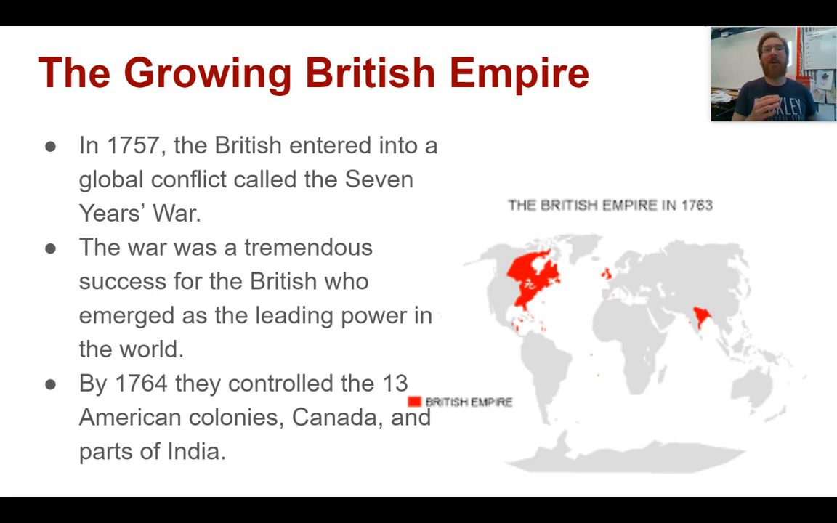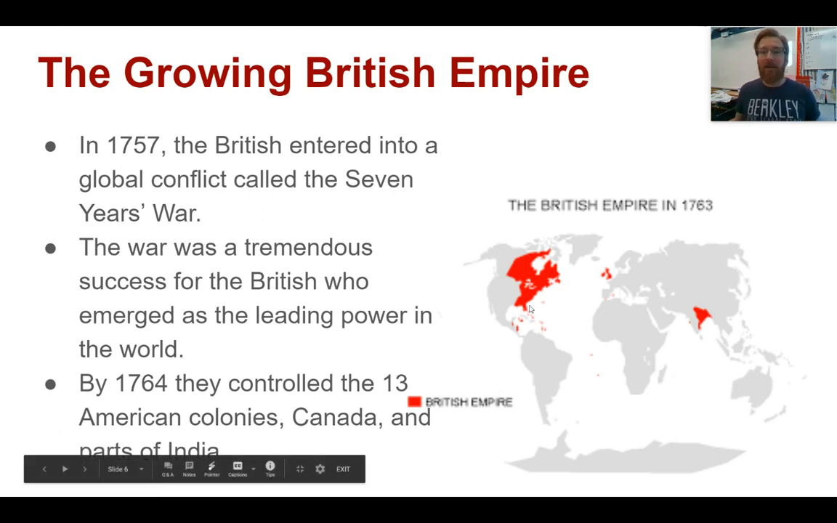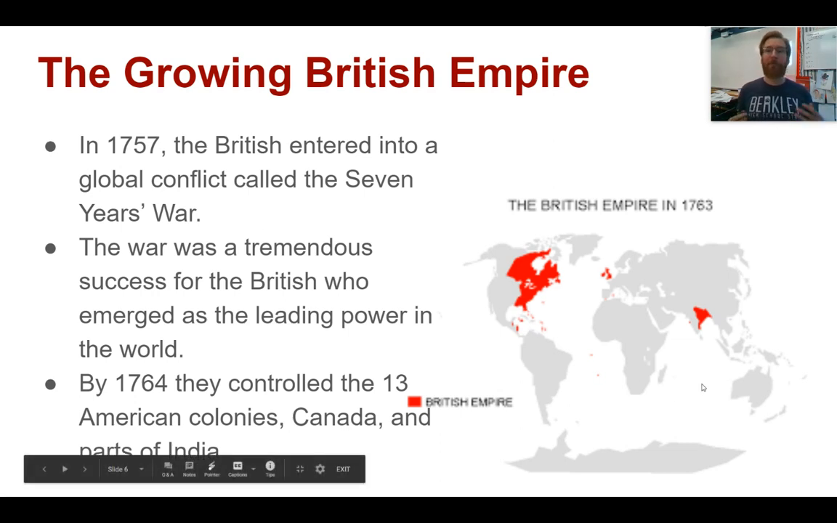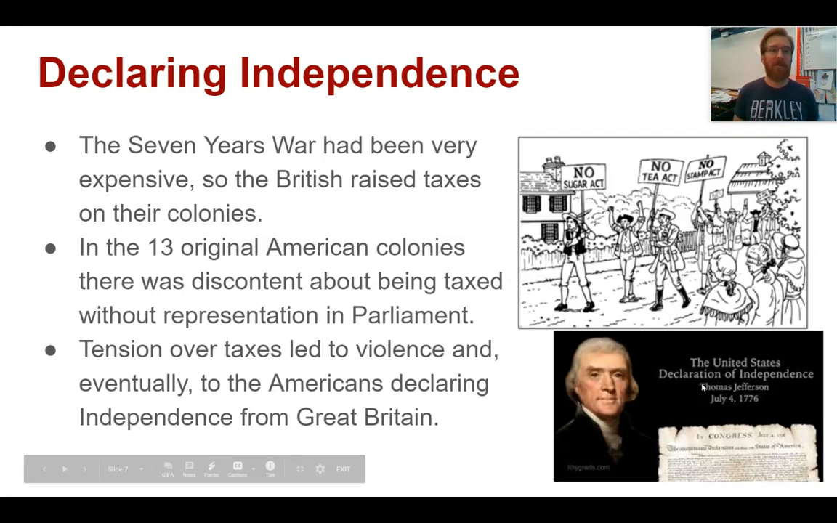And after this, they are the undisputed great power of the world. They've been back and forth with the French for a little while, but this is where the British Empire really comes into its own. They are the premier power in the world. And at the end of this war, 1764, they control the original 13 colonies. They've pushed out to the Mississippi River. They've taken Canada. They've taken chunks of India. They've got all these islands throughout the Caribbean. They're doing quite well for themselves.